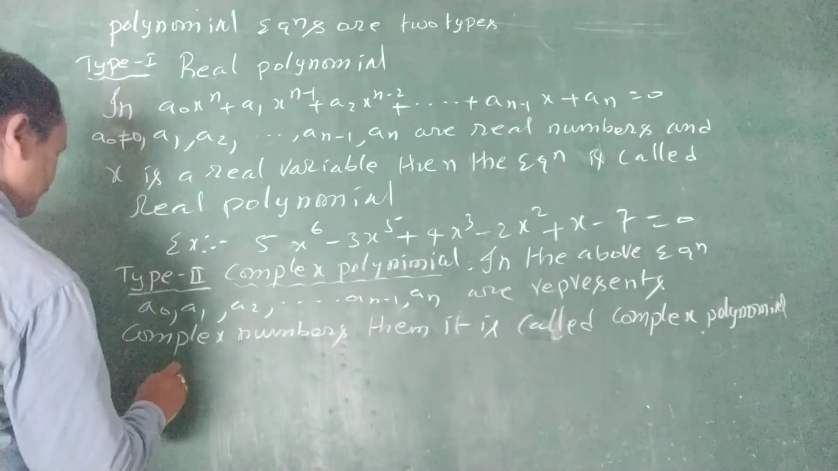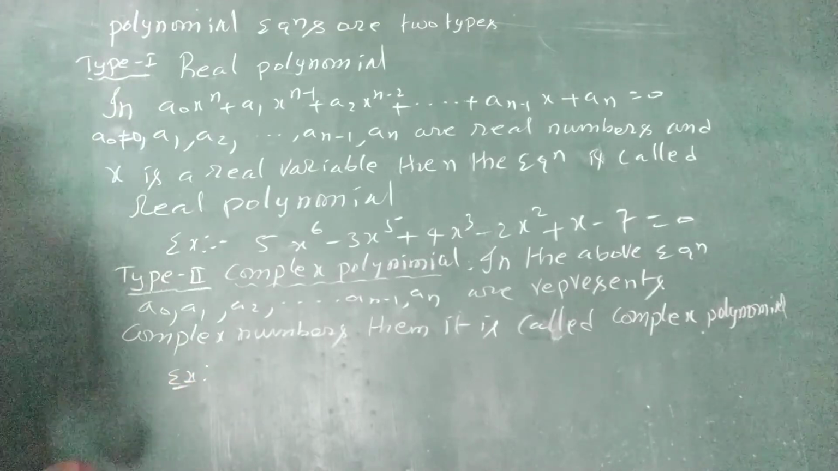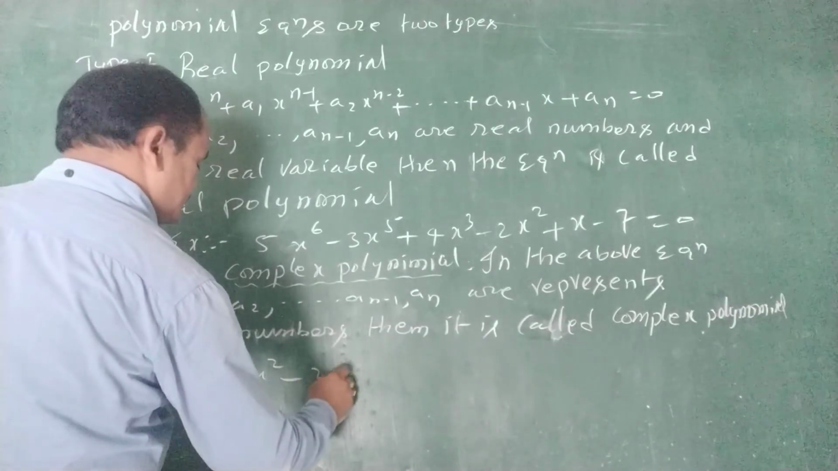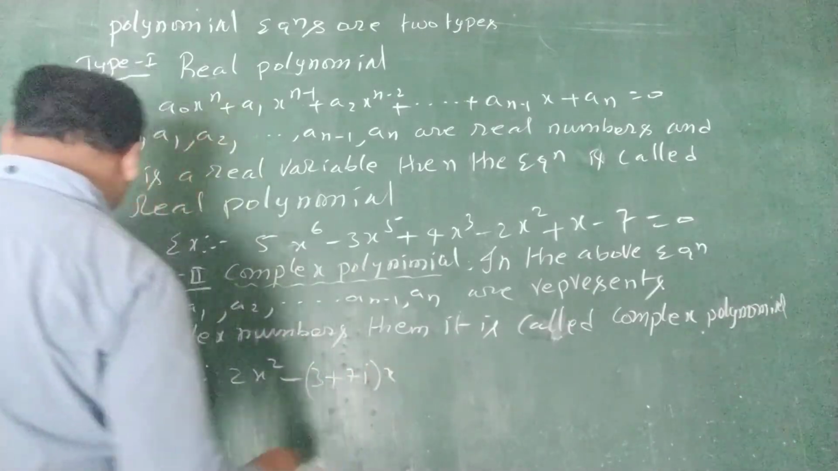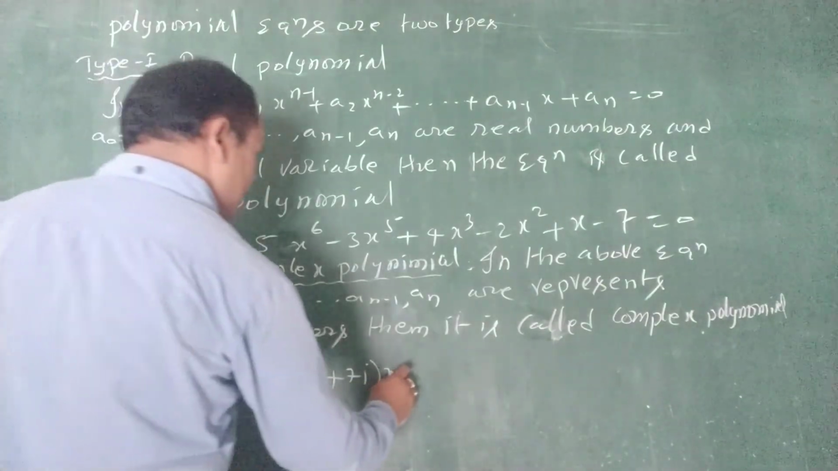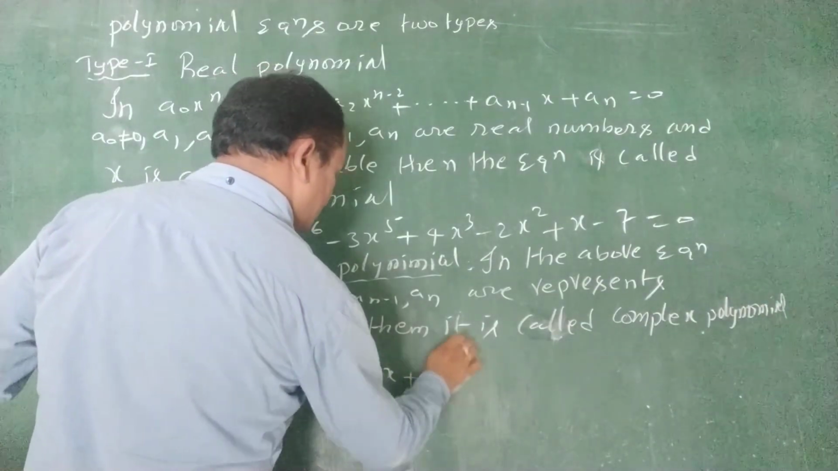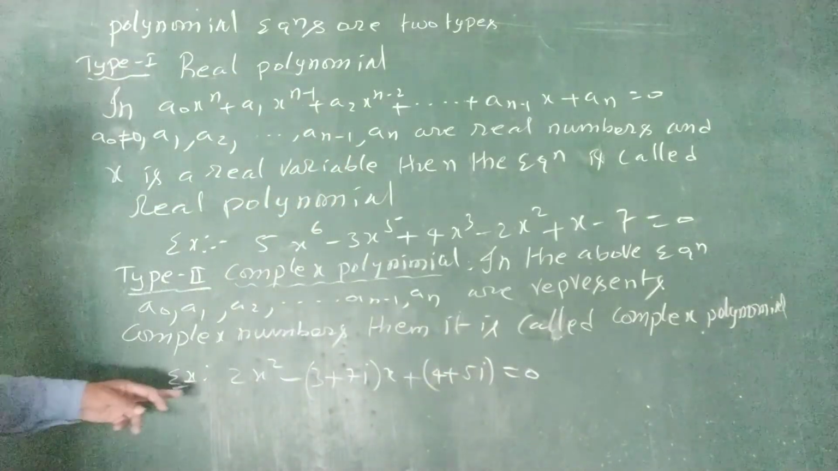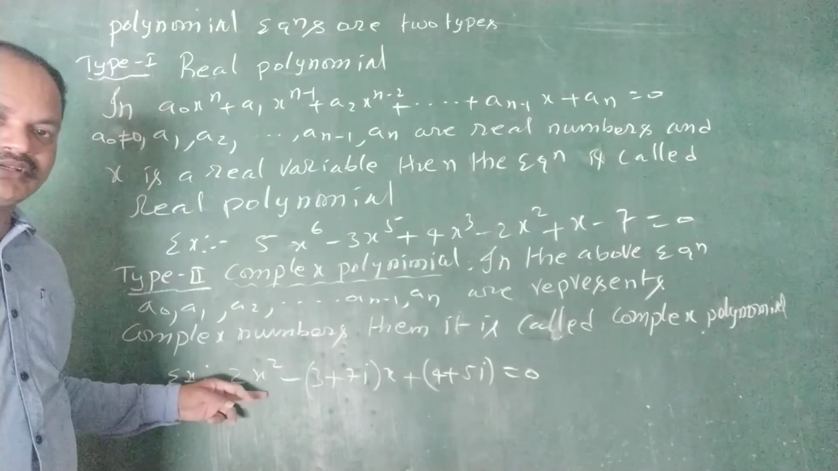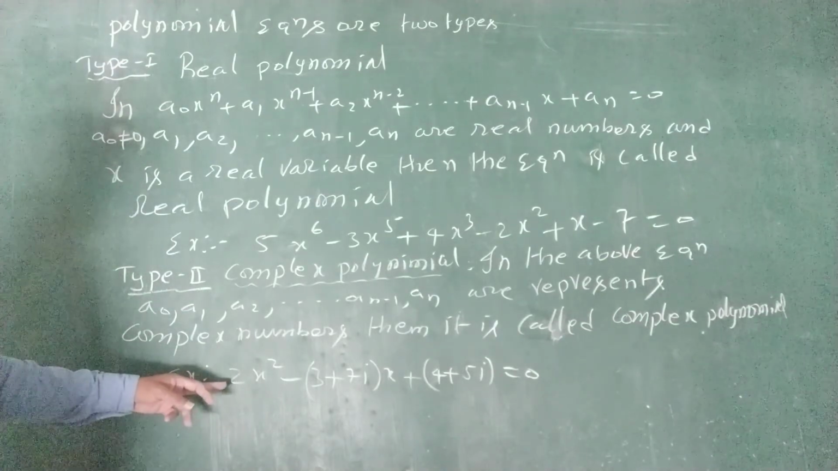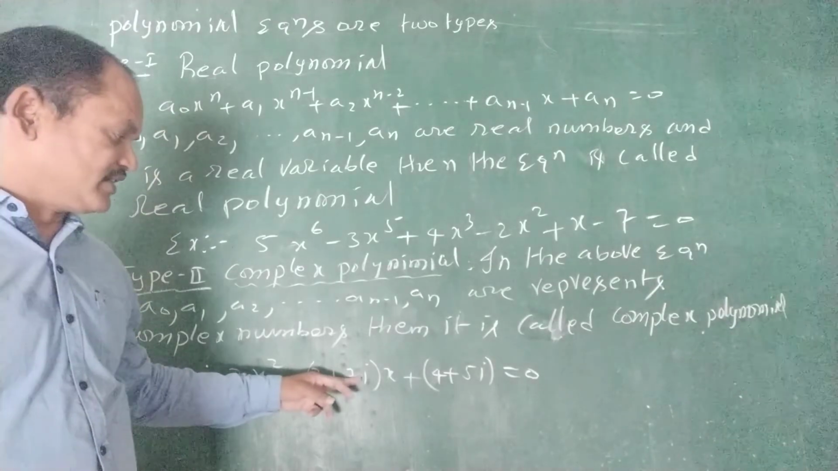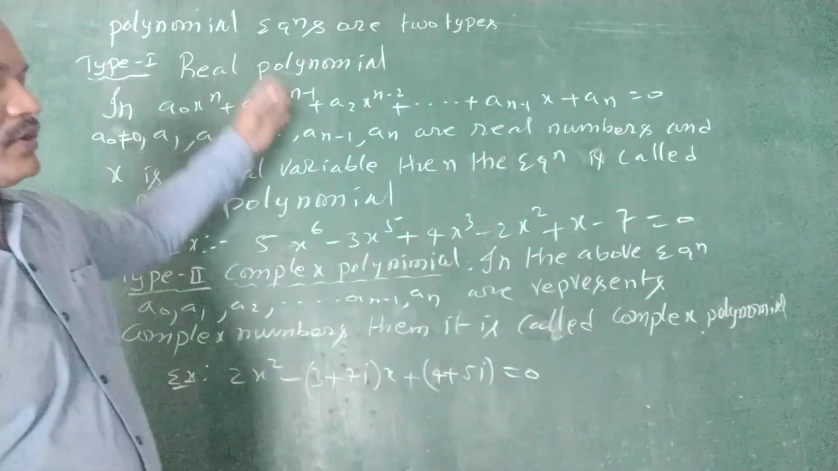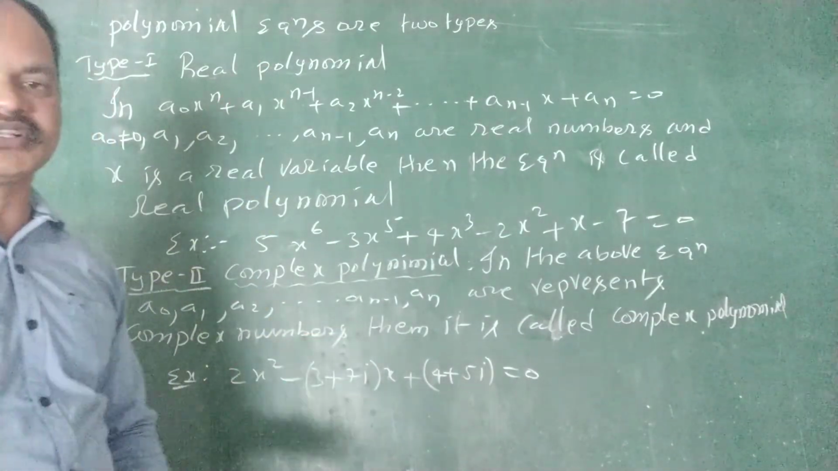Now an example, that is 2x square minus (3 plus 7i) into x plus (4 plus 5i) is equal to 0. Observe, here this is a second degree polynomial, where minus of (3 plus 7i) and 4 plus 5i represent complex numbers. That's why it is called a complex polynomial equation.